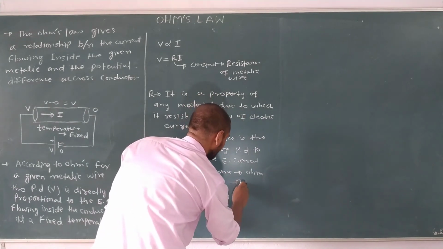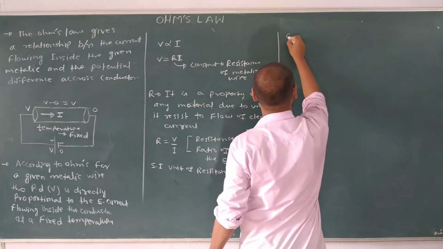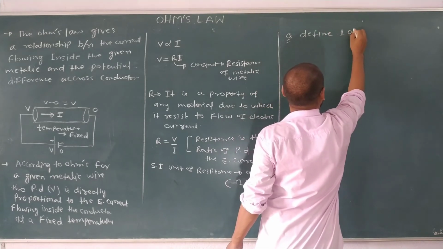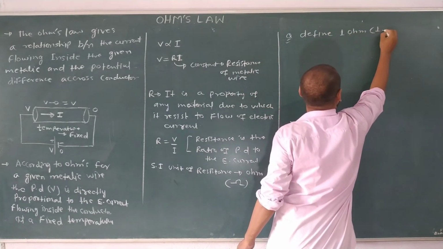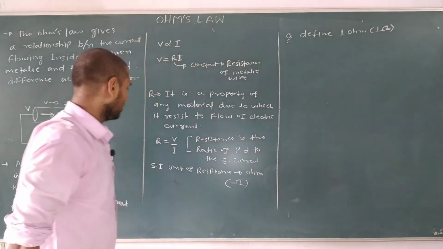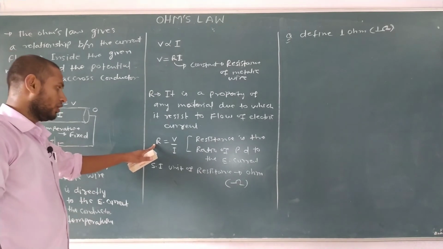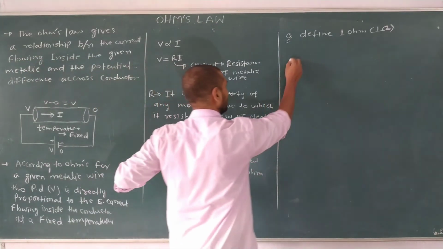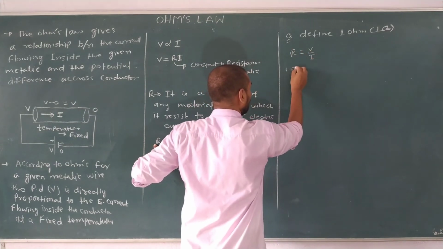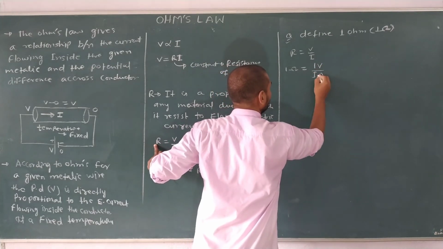Okay, this one is the symbol of ohm, and we have to define the value of 1 ohm. There is a question that says define 1 ohm. Let us see here, this one is resistance, and the SI unit of resistance is 1 ohm, which means you can write R equal to V upon I, so 1 ohm equals 1 volt per 1 ampere.